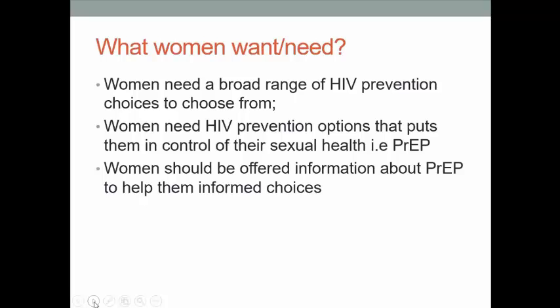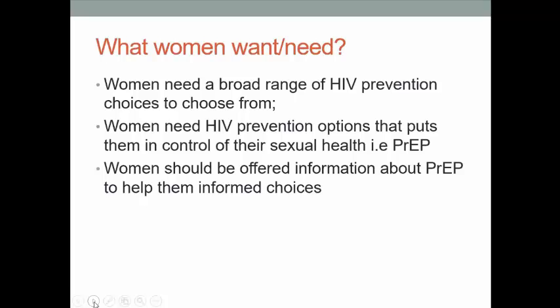And I think Javier covered this: when we are advocating for PrEP, we are not saying that PrEP is a standalone intervention, but that PrEP should be provided as part of a package, and that people should be able to choose from that package, a combination of different HIV prevention interventions. Women need a broad range of HIV prevention interventions that are going to meet their different lifestyles. And we are saying that women need HIV prevention interventions that put them in control of their sexual health. And one of them is PrEP.